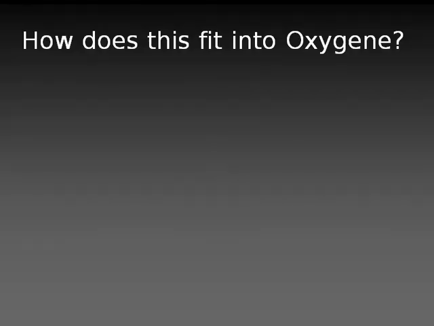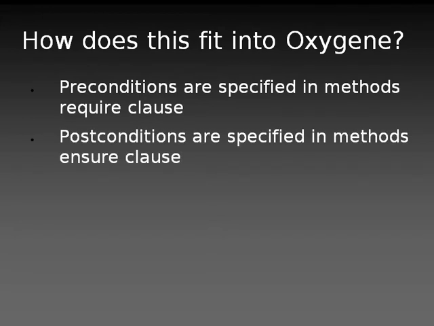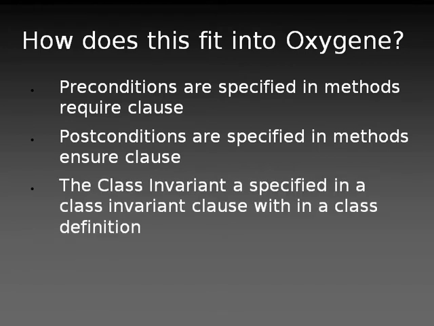So how does this fit in with Oxygene? Well, Oxygene provides three structures. Preconditions are specified with a require clause, which you can place at the beginning of each method. Postconditions are specified with an ensure clause, which can be specified at the end of a method. And finally, we have the class invariant. The class invariants are specified in the class definition.